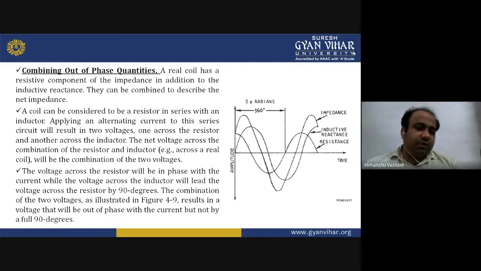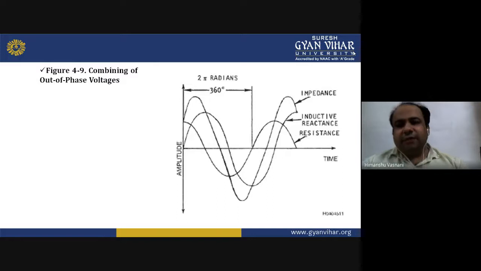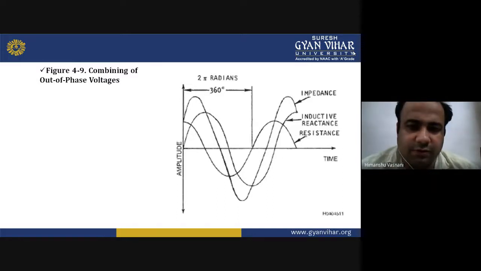The voltage across the resistor will be in phase with the current, while the voltage across the inductor will lead the voltage across the resistor by 90 degrees. The combination of these two voltages is shown in this figure. It results in a voltage that is out of phase with the current, but not by a full 90 degrees. You can see this in the diagram of combining out of phase voltages.